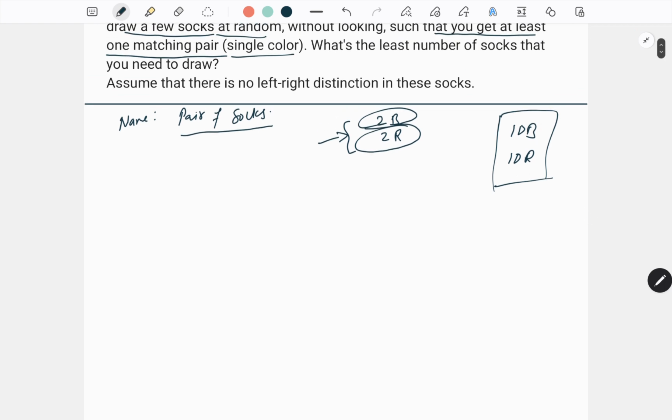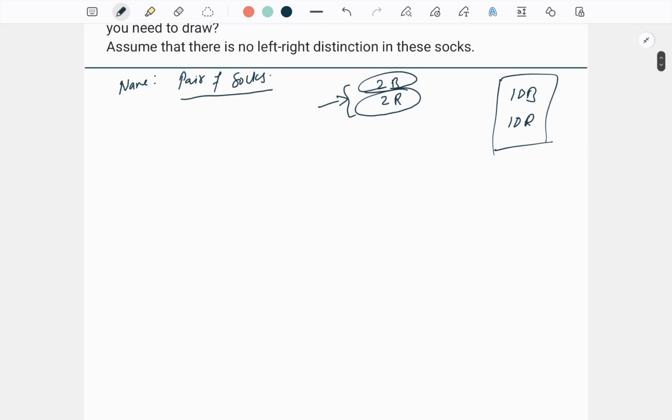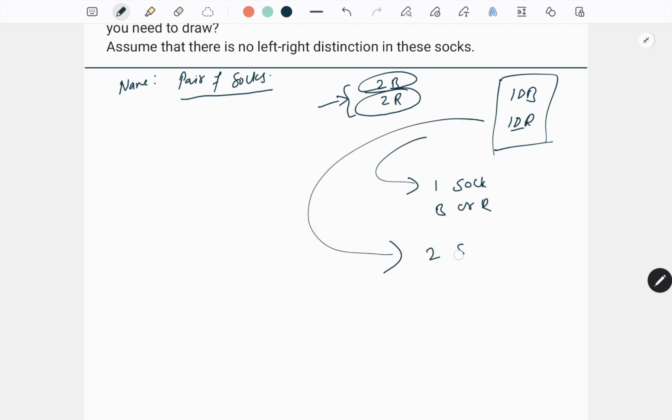Now let's say we have the given cupboard and we have 10 black and 10 red socks. Let's say you pick one sock. It can be either black or red. Let's say you pick two socks. There are three possibilities: both are black, both are red, or one is black and one is red. In the first two cases, you have got the pair. But in the last case, you have not got the pair.